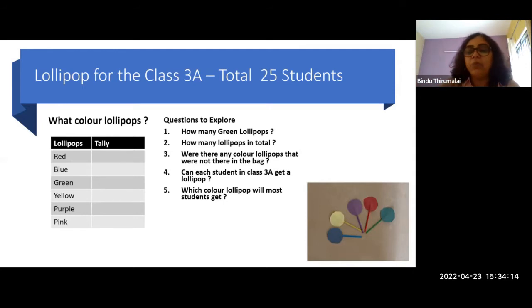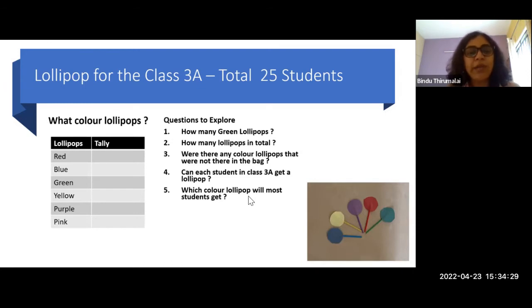And what are students going to be doing? First of all, I've asked them to do tally. So I should have told them how to do tally. Right, then I am going to have a set of questions that I'm going to use to explore.